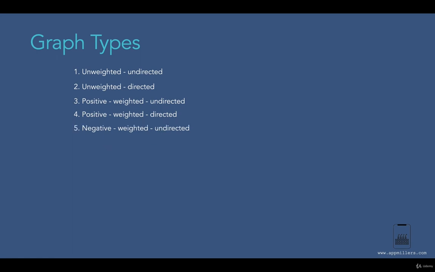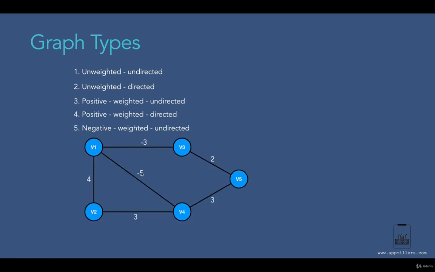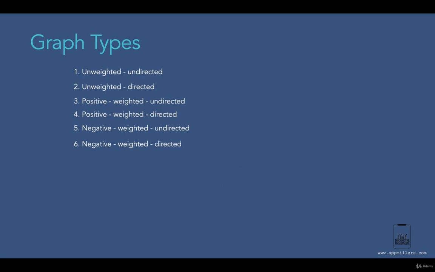Now the next category is negative weighted undirected graph. If any weight associated with an edge is minus, we call this graph a negative weighted graph. This is a negative weighted graph because we have two minus edges here. We should have at least one minus edge, so if we have at least one negative number, we can call it a negative weighted graph. In this case you can easily see that we don't have any direction, so this is an undirected graph. That's why our graph is called a negative weighted undirected graph. Now let's continue to the next type of graph.